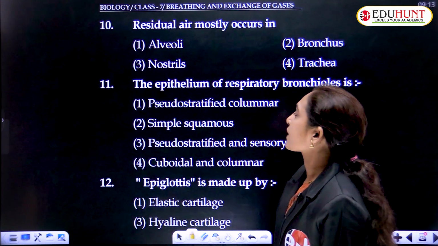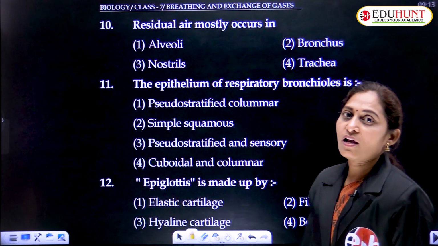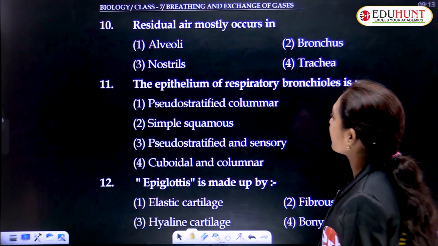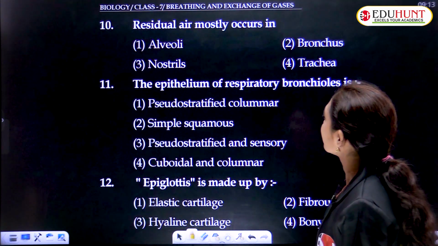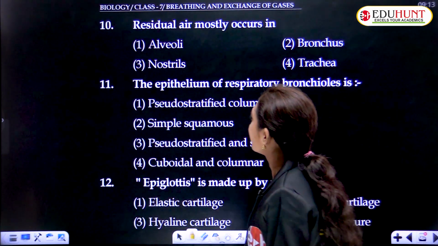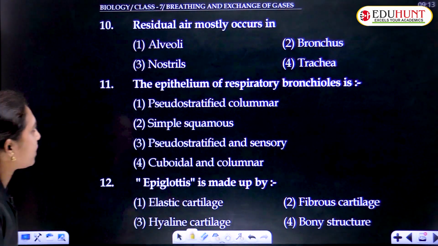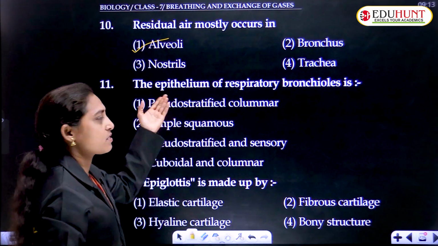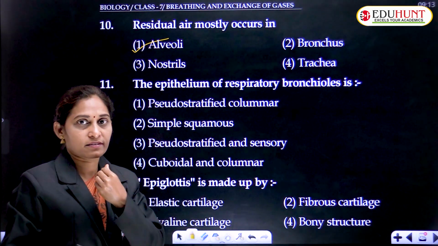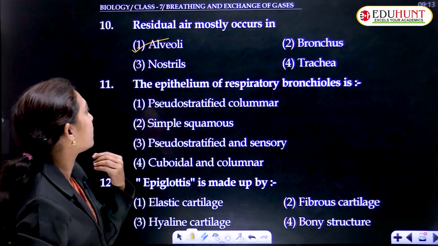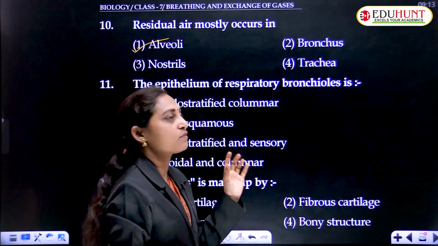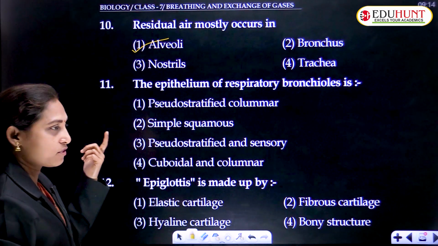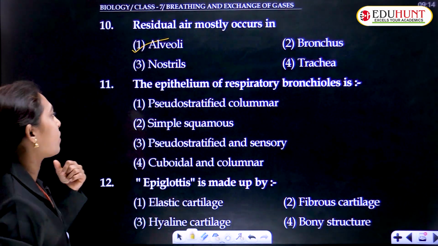Residual air mostly occurs in. Where is it present? Alveoli, nostrils, bronchi, trachea. Where is the residual air present, we can say? It is in the alveoli. Nostrils are the entry parts of the air. Not the bronchus, not the trachea. The final place where the air reaches is the alveoli. So obviously the residual air must be in the alveoli.